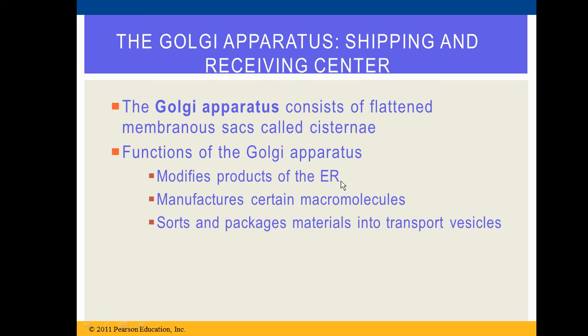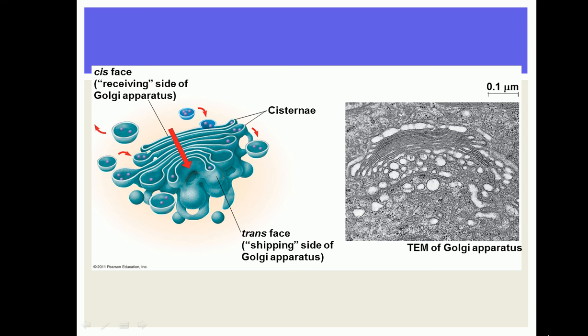It modifies products of the ER, the proteins which are made in the ER, or even the lipids which are made in the smooth ER. It modifies them and manufactures certain macromolecules. Some macromolecules can also be manufactured here. It sorts and packages material into transport vesicles. So these are the membranous sacs, and they are called cisternae.